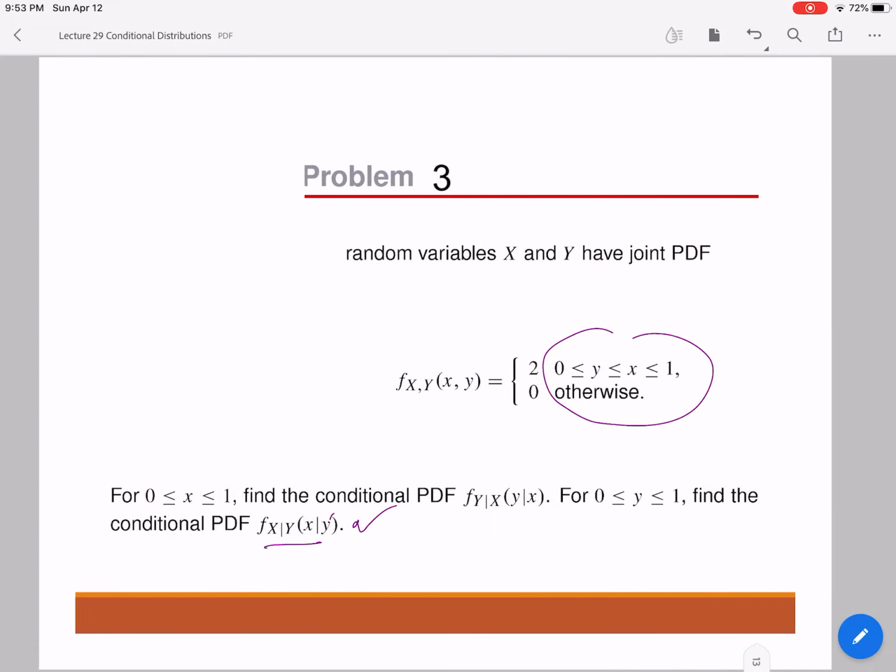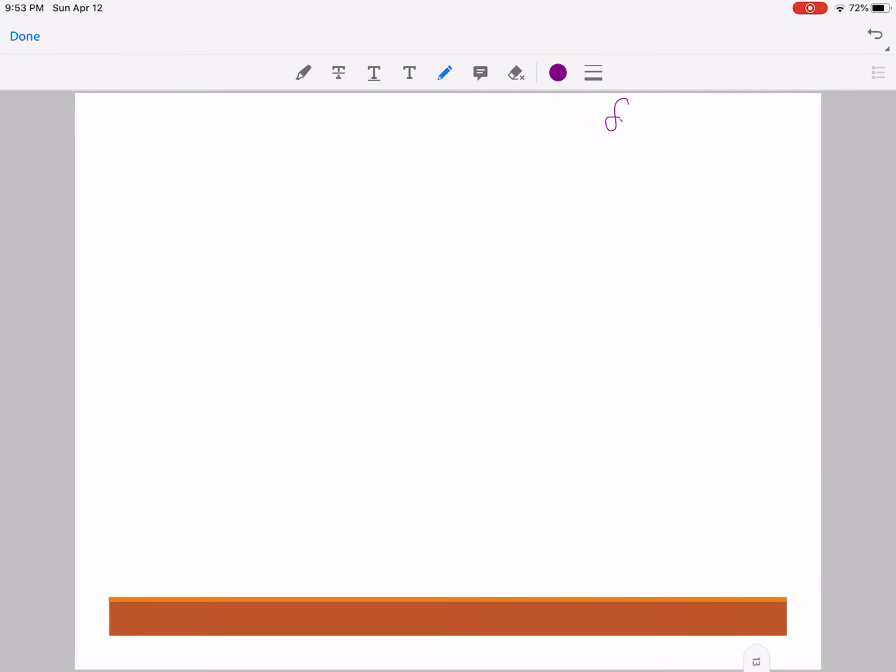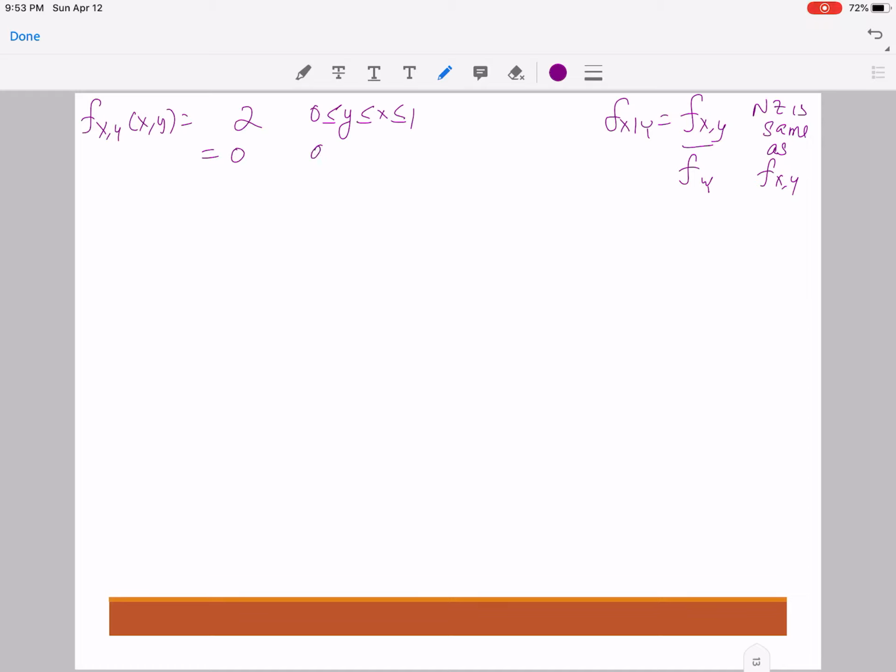So let's first focus on finding the conditional PDF of x given y. So the conditional PDF of x given y is obtained by f of x comma y divided by the marginal PDF of y, and NZ is the same as f of x comma y. So in this case, I need to get the marginal PDF of y first, which is obtained by the conventional methods that I have taught you so far. The joint PDF in this case is equal to 2 for this region, and it's equal to 0 otherwise.